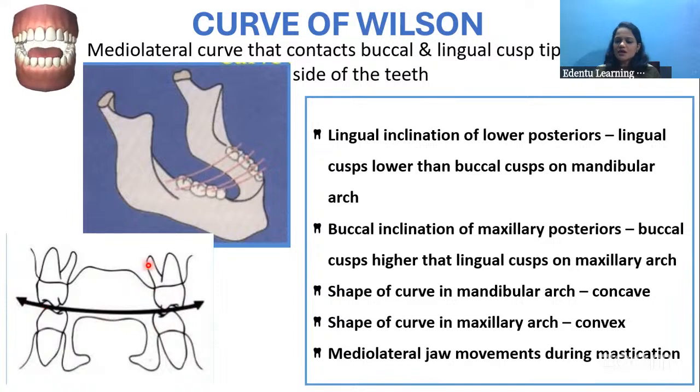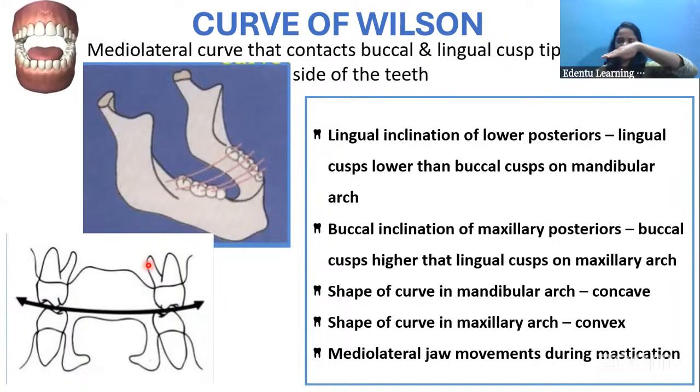This curve of Wilson is very important because this curve mainly occurs due to, as I have already told, the permanent teeth not being arranged perpendicular to the alveolar bone. They will be lingually aligned or buccally aligned like this. If you see the lower molars, that is the mandibular molars, these will usually be inclined lingually. And the maxillary molars will usually be inclined buccally.